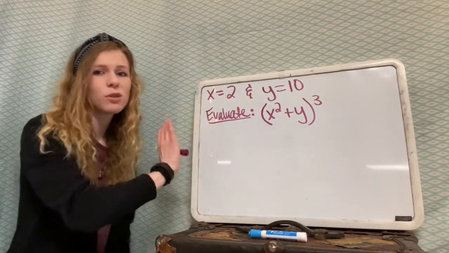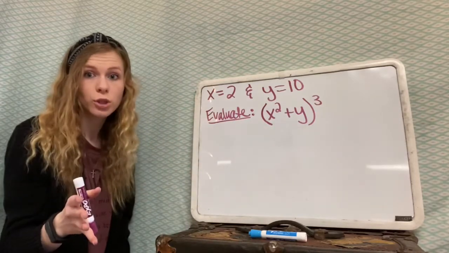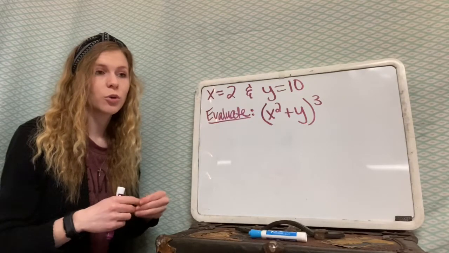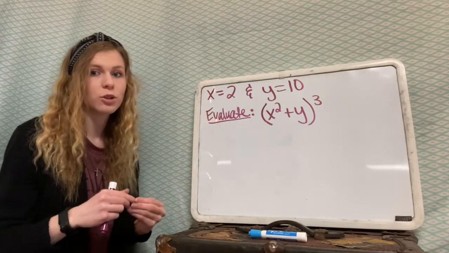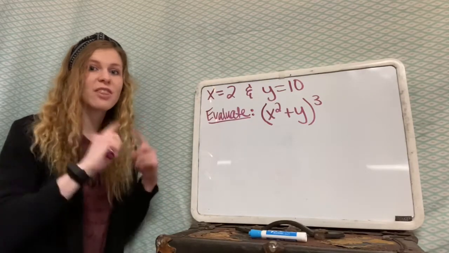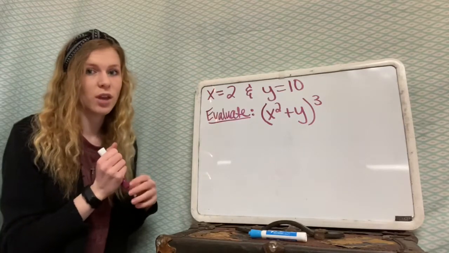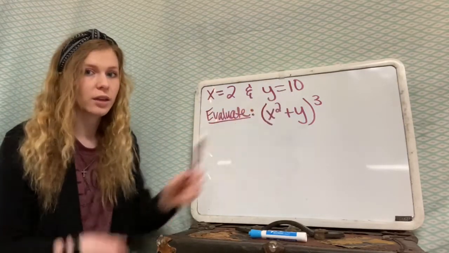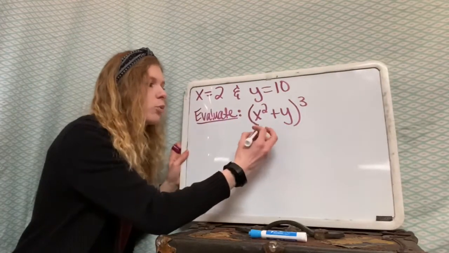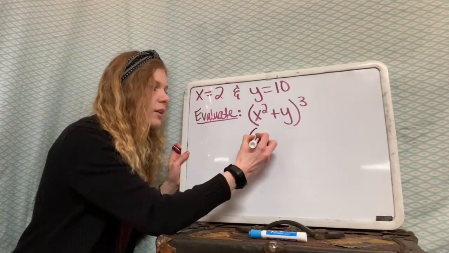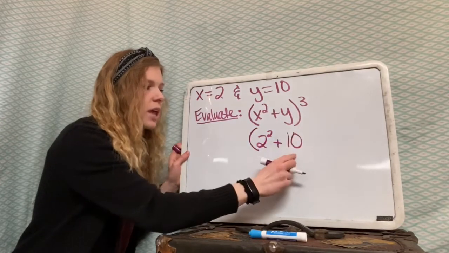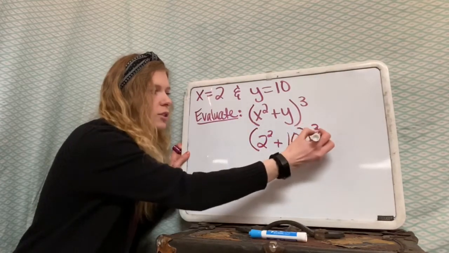Instead of writing that all out, which you could totally do, I'm going to do it a little differently and use order of operations. So I'm going to do parentheses first and then take care of that exponent. As you notice, I have x equals 2, y equals 10. So I'm going to rewrite this, plugging in x equals 2. Now I have 2 squared plus 10, because y equals 10, and all of this is cubed.